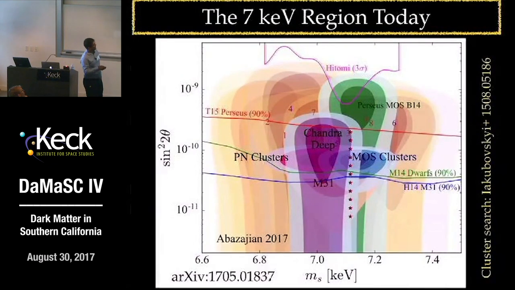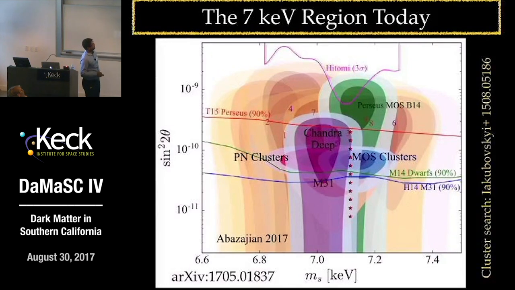This is the original MOS and PN cluster stacking. This is the brighter Perseus feature. And if you just look at the Perseus feature that overlaps with the Hitomi region of interest, it sits up here, which is what they looked at and didn't see. But Hitomi itself is not extremely constraining because it did not have a very long exposure. So this is the status. The background is actually nine other clusters that were detected at 2 sigma or greater by Dima Iakubovskyi and company. So there's a plethora of signals.